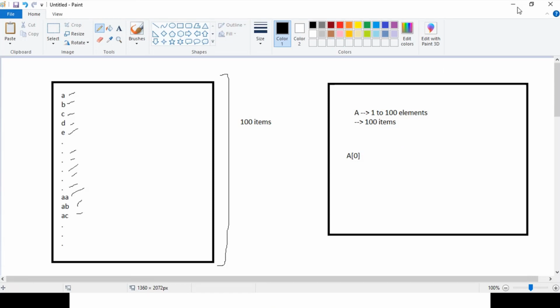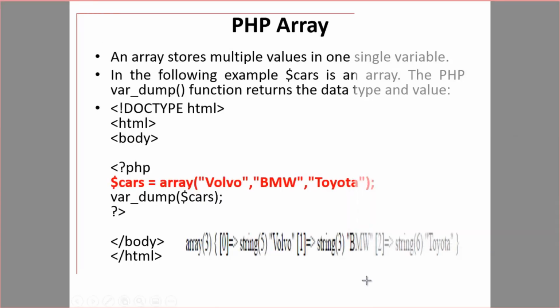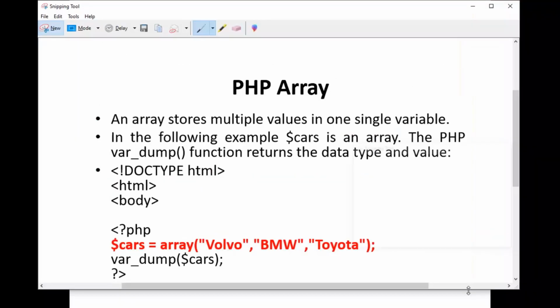Array is a data structure. There are other data structures as well: linked list, heap, trees, graph. So in PHP also, we store multiple values in one single variable, which is the PHP array. In the following example, $cars is an array. The PHP var_dump function returns the data type and value, which we already covered in the previous topics. So let's check it out with this example.